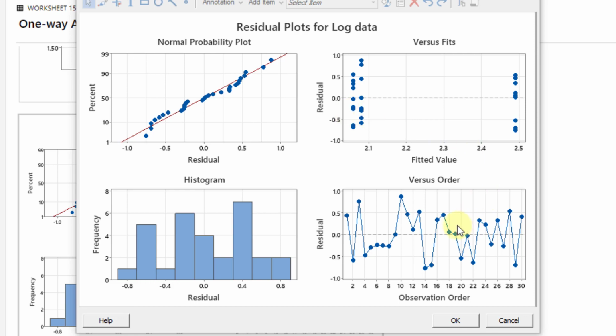Now the last graph. In this graph, you can see that there are no cyclic patterns, no trends, no points are continuously going up or continuously going down. So it means that there is no collinearity issue in the data, and the independence assumption has been satisfied.